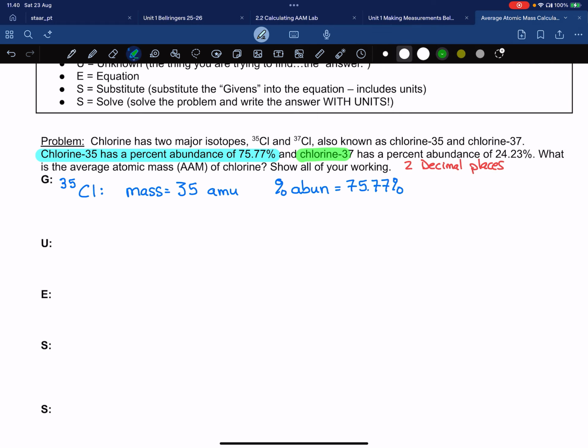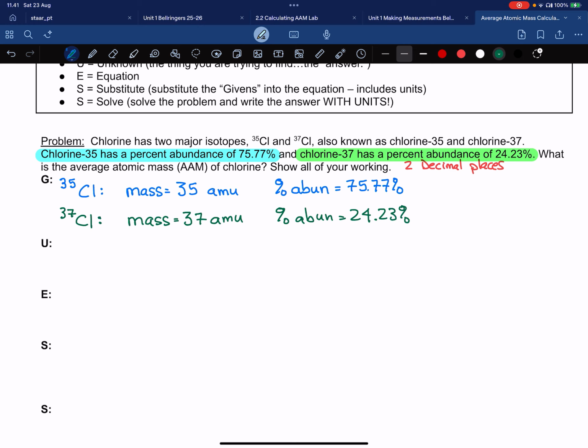Chlorine 37 has a percent abundance of 24.23%. So, chlorine 37, mass of 37, percent abundance 24.23%.